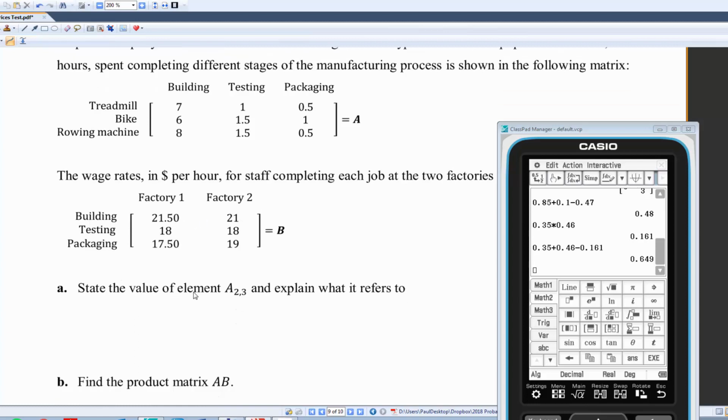State the value of element A23, so here is row 2, column 3, and so you needed to say something very specific here. The number of hours it takes to package a bike.